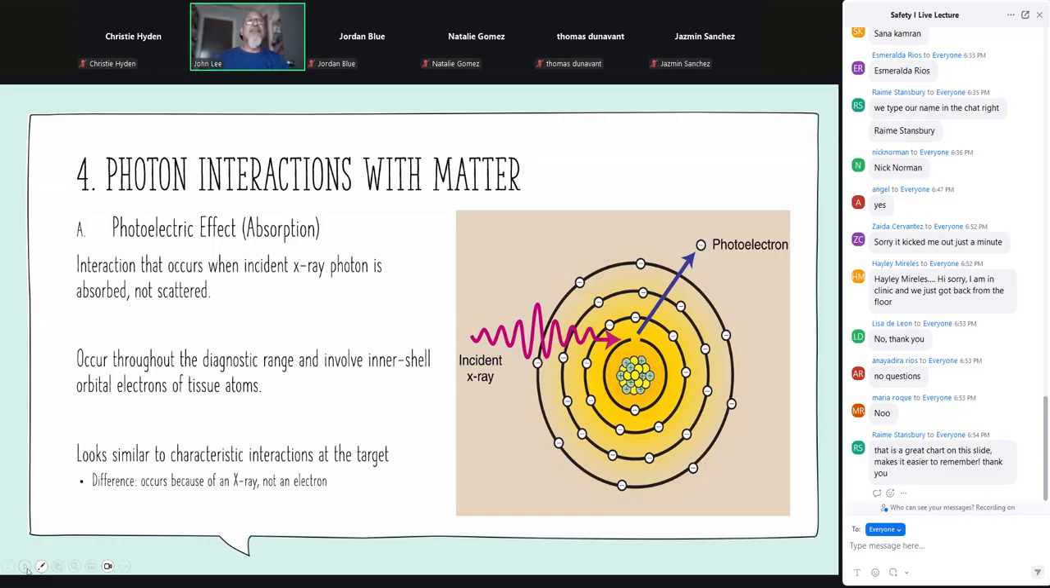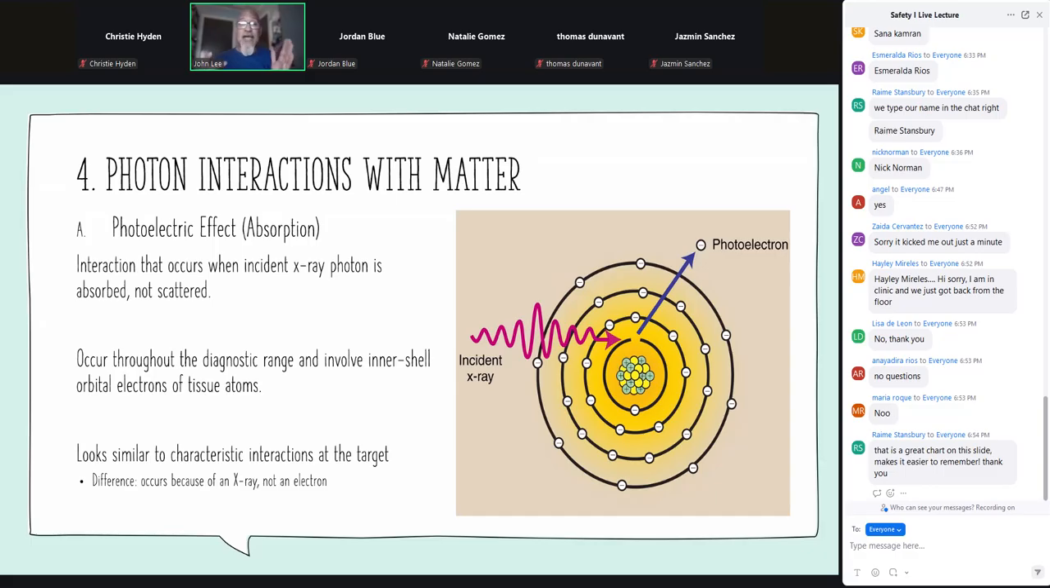Without these interactions, we will not get an image. When I first start introducing these concepts to my first year students getting into the program, or actually in my intro class that I teach during the summer, we start off with light.